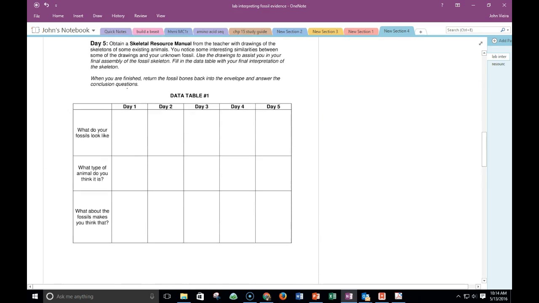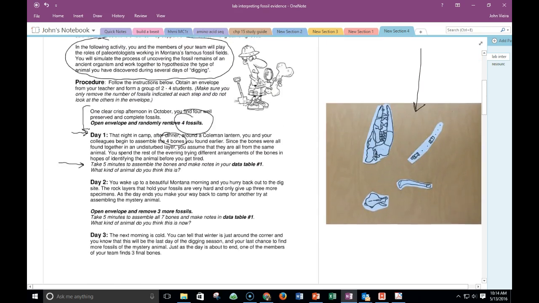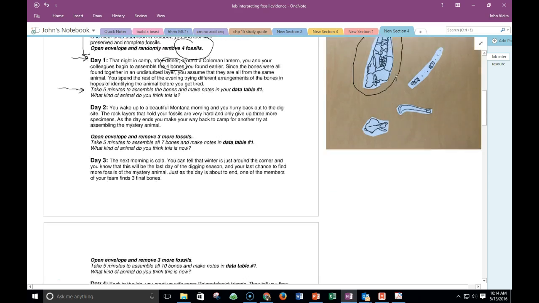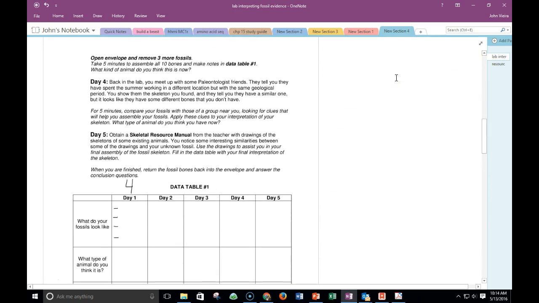So in data table 1, day 1, you should have 4 bones. What do your fossils look like? Describe 1, 2, 3, 4, what you think those 4 bones are. For example, if I'm looking at, let's say, that bone right there, I may think that it looks like what, class? A skull, and then do the rest for the others. There's no right answers, just your answers. And you can even be specific. A skull of what? What type of animal may you think?